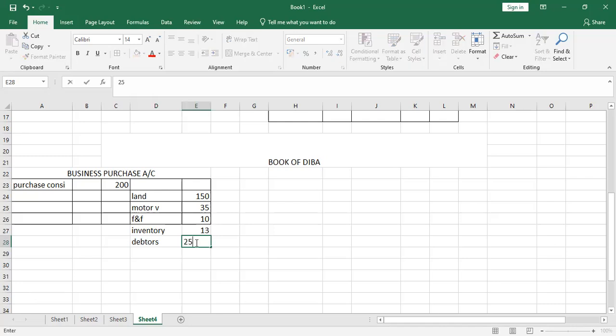So let us try to do the summation here. 233, and here we have 200. So there's a balancing figure here because the total here is 233. There's a balancing figure of 33, which is known as a capital reserve. This capital reserve is a gain on purchase. In purchasing this company, they are offering 200 million to get 233. So they are gaining.